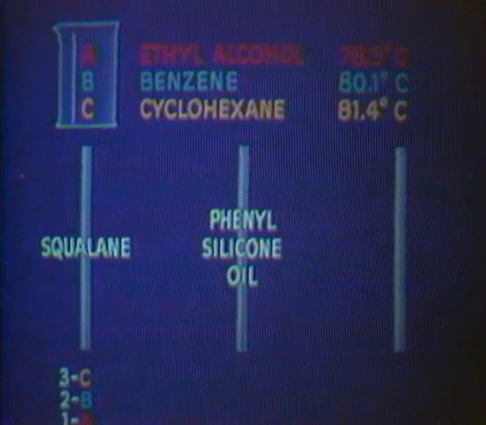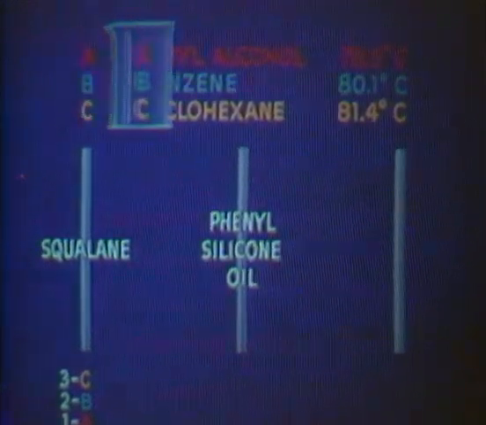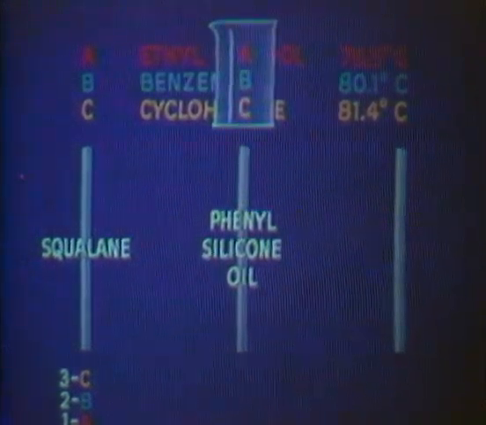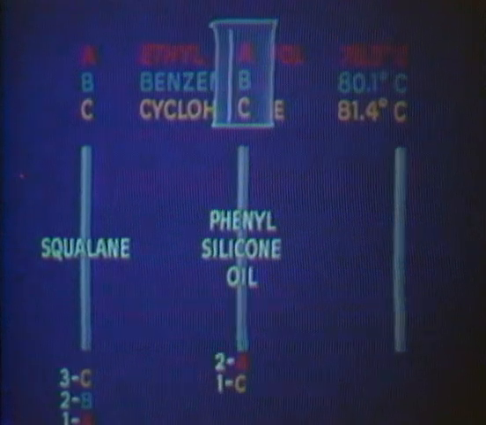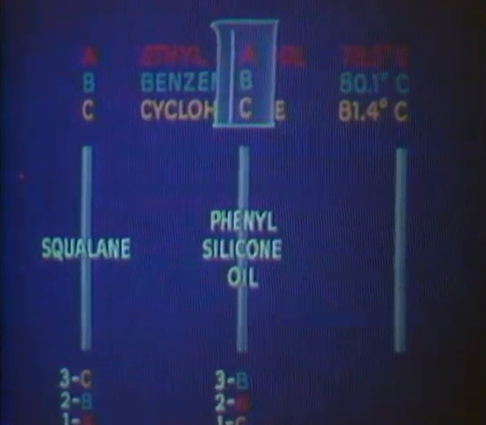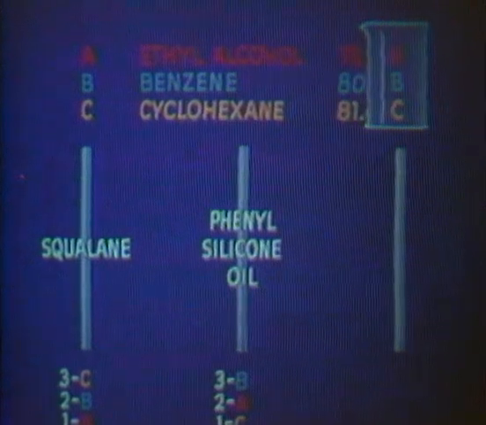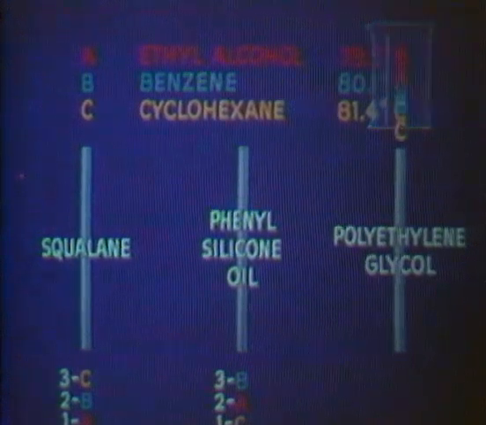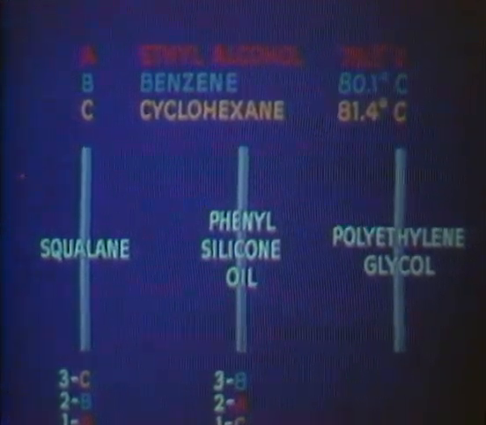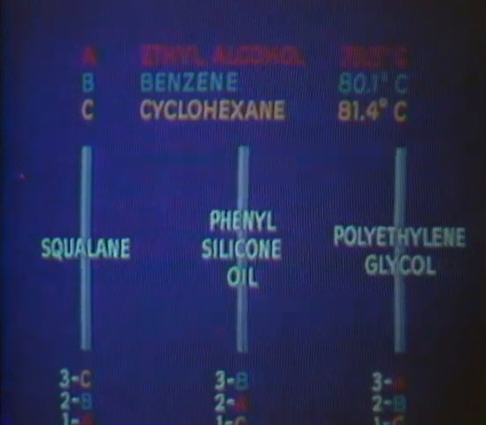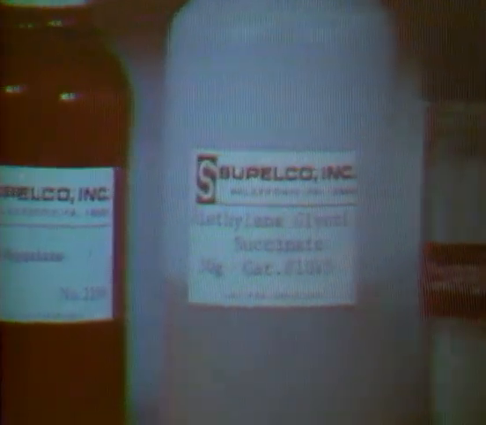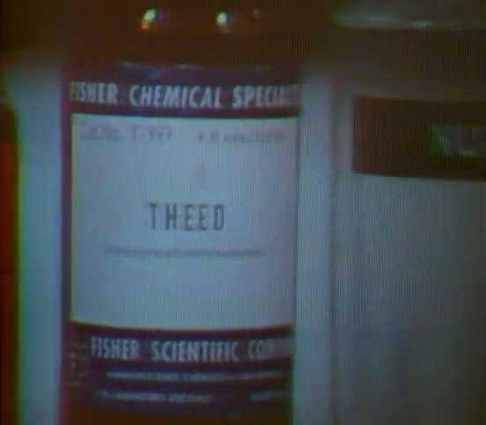Phenylsilicone oil, the second stationary phase, is moderately polar and contains aromatic groups. Accordingly, the retention time of benzene is longer than the retention time of the nonpolar aliphatic cyclohexane. Finally, when using a very polar polyethylene glycol stationary phase, the nonpolar cyclohexane will emerge first, and the polar ethyl alcohol will be retained the longest. The proper selection among the large number of available stationary phases is the key to successful separation in gas chromatography.